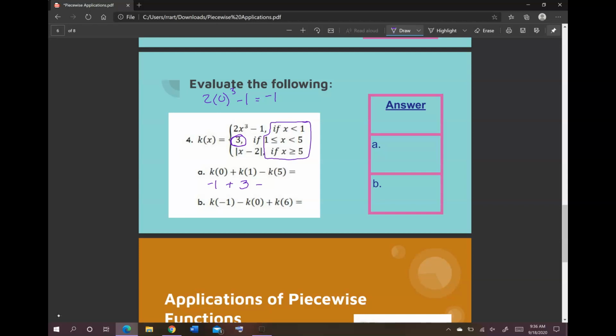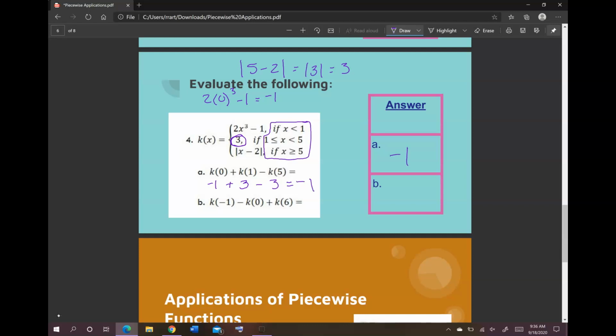Well, 5 is not less than 1. This one says it cannot equal 5, but this one says it can equal 5, so I'm going to plug 5 into this equation. And it's the absolute value of 5 minus 2, which is going to give me the absolute value of 3, which is 3. So I have negative 1 plus 3 minus 3, which is going to be negative 1.